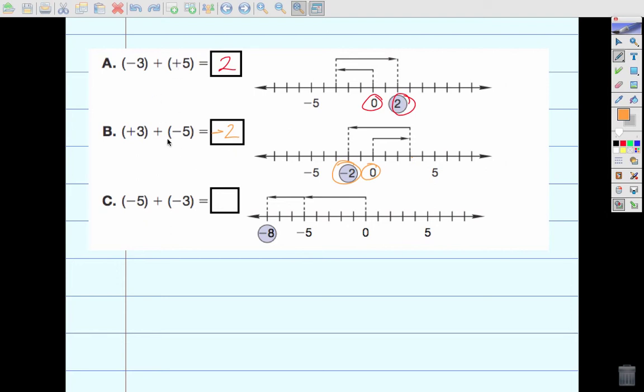So even though we have the same numbers, because the integers are different between positive and negative, that's what changes our end value. If we look at our last example, I'm going to have negative 5 plus a negative 3. So I'm going to start at 0 and go to the left 5: 1, 2, 3, 4, 5. And then I'm going to add a negative. Because my 3 is negative, I'm going to go to the left again: 1, 2, 3. So my final answer there is going to be negative 8.